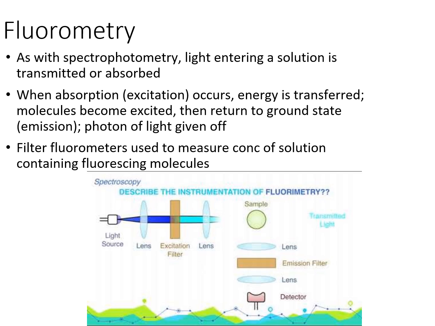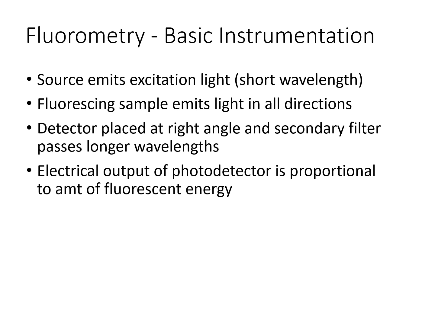The filter fluorometers are used to measure the concentration of molecules that fluoresce or emit light when excited. For the excitation source, it emits light at a short wavelength to excite the sample. The fluorescing sample emits light in all directions. The detector is placed at a right angle to the excitation light to avoid detecting the excitation light directly.